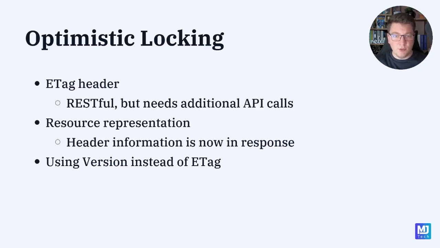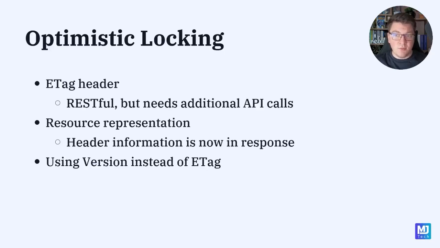And the last approach for implementing optimistic locking is using the version instead of the ETag. This is similar to returning the ETag in the resource representation, except we return a version value, which is just a number that we increment every time we make a change to the resource. This also suffers from the same problem where the header information is now in the response, and we are required to keep track of an additional value, the version. However, it's probably the easiest approach for implementing optimistic locking.